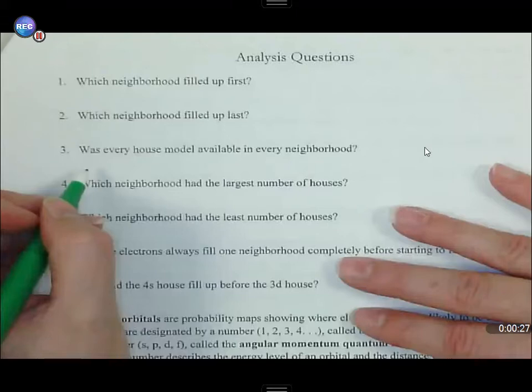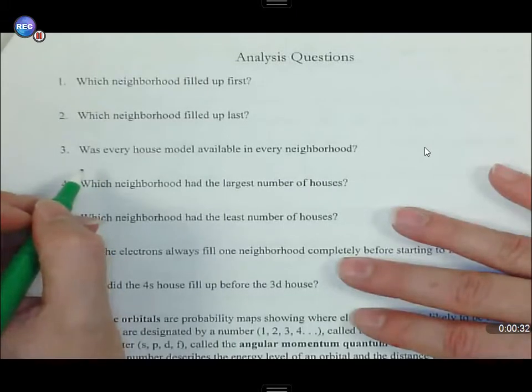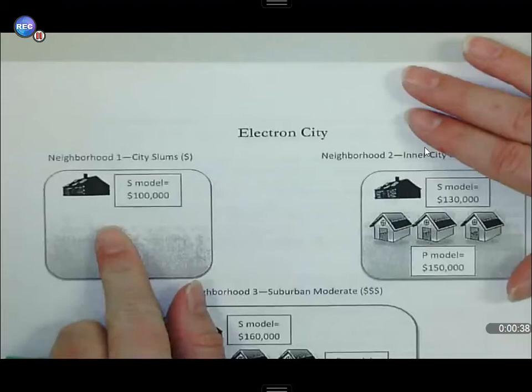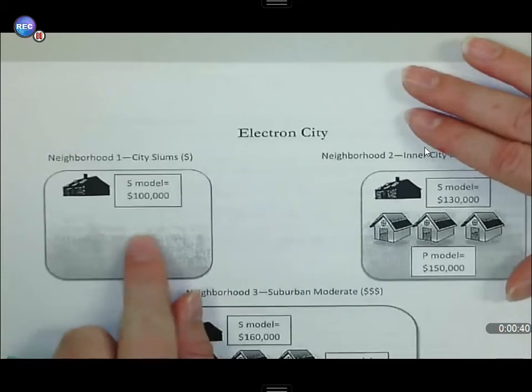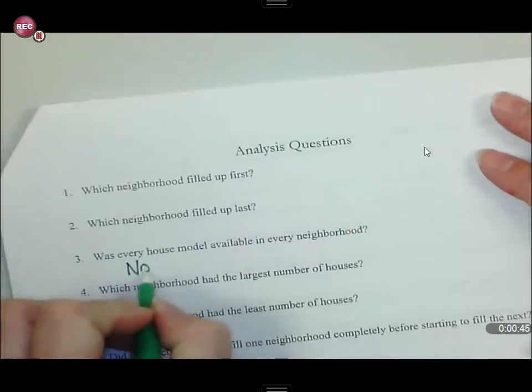Was every house model available in every neighborhood? Was there an S, P, D, and F in every neighborhood? Well, if you go back and look, there's only an S here. They don't even have a P model, a D, or an F. So no, not all the models are available in every neighborhood.